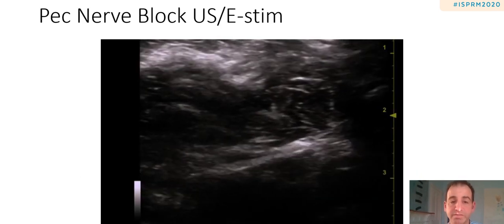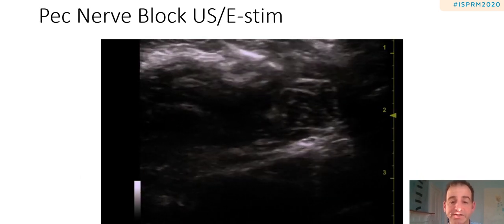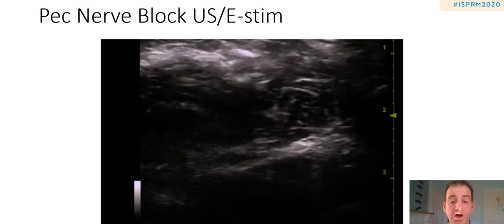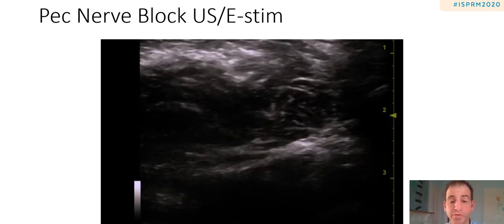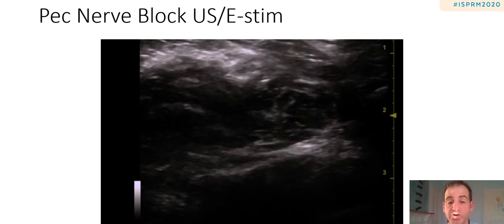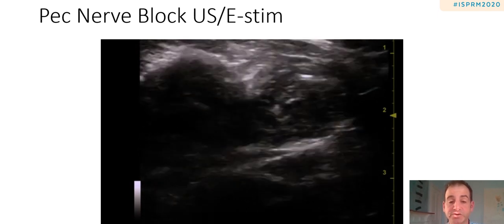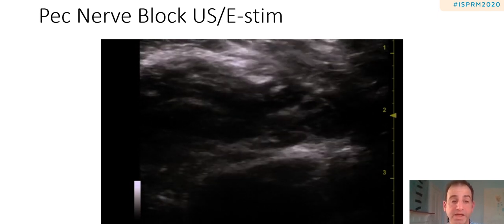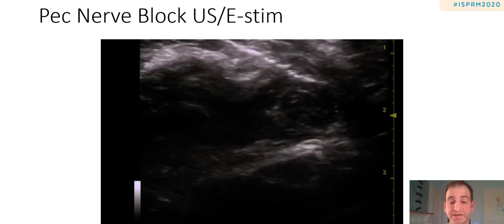Now, the French have published widely on different nerve block techniques. This was our first pectoral using ultrasound, and you can see my probe going in to where the nerve is to the lateral pectoral branch, and we are going to perform a lidocaine nerve block in a spastic pec muscle.